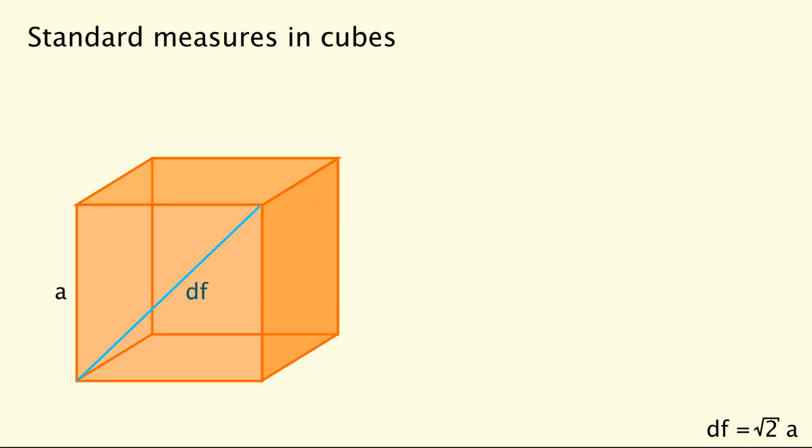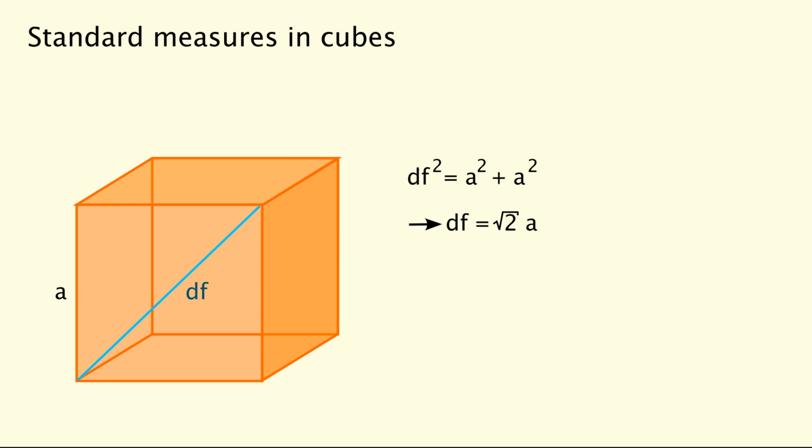Let's start with a simple cube of edge length a. First, let's talk about the face diagonal df. Its length can be easily calculated by using a rectangular triangle defined by 2 edges of the cube and the face diagonal. According to the theorem of Pythagoras, the square of the face diagonal equals the sum of squares of the edge length. Solving this equation for df results in a length of a multiplied by the square root of 2.